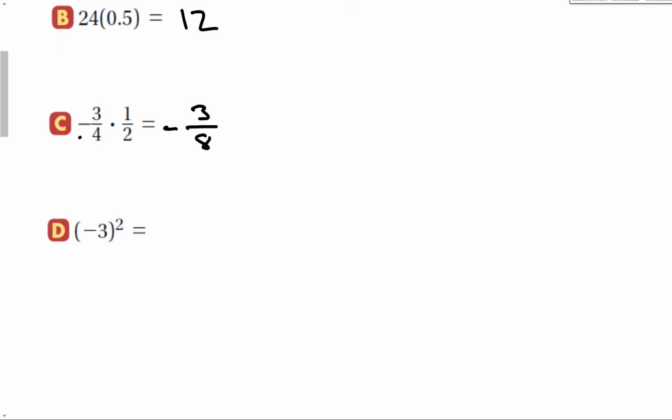For part D, we're squaring negative 3. And remember, when we square something, we multiply it by itself. So that means this is going to be negative 3 times negative 3, which is going to be positive 9, as the product of two numbers with the same sign is positive.